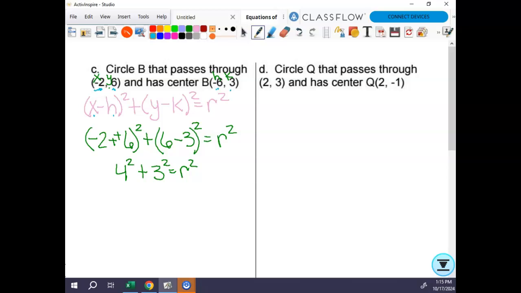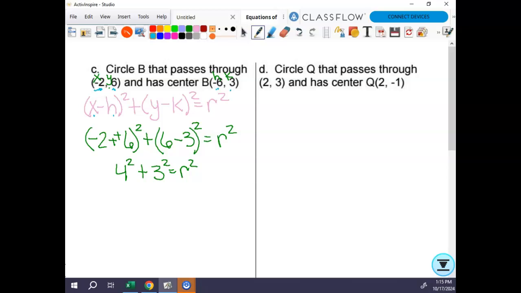Well, we're going to get a value for r, but then we're not going to be done because we still have to write an equation. But in order for me to write my equation, I have to have a center and I have to have the radius. We didn't have the radius, but I had a point on the circle and I had the center, so I can figure out what the radius is, and then I can move forward.